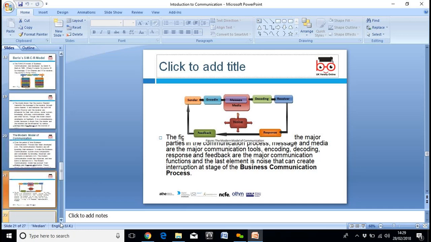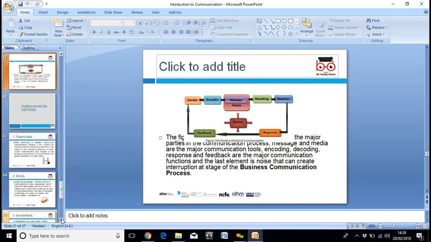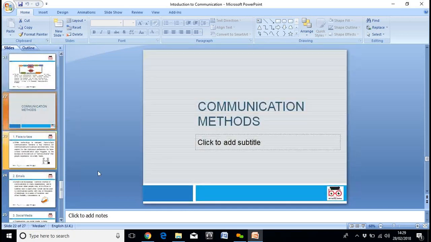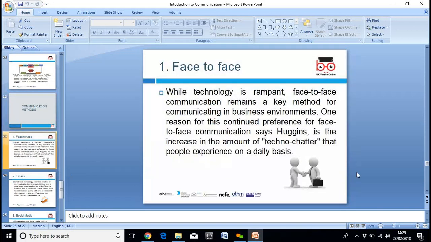A bit down the model here, bring it up a bit. So yeah, we're going to look at methods of communication. The first one, of course, is face-to-face. And some of the things I've already mentioned, that while technology is rampant, face-to-face communication remains a key method for communicating in business environments. One reason for this is continued preference for face-to-face communication, says Huggins. It's increased the amount of techno chatter that people experience on a daily basis.